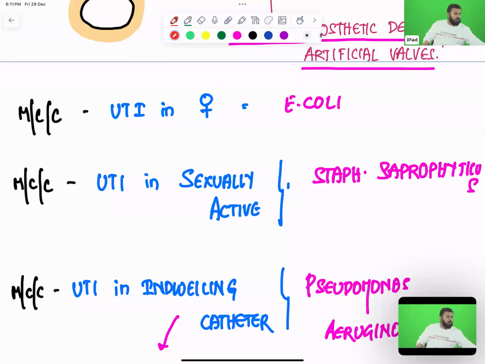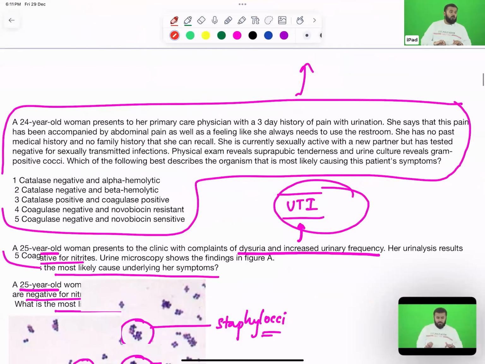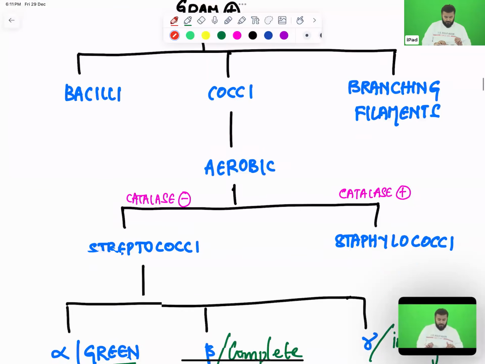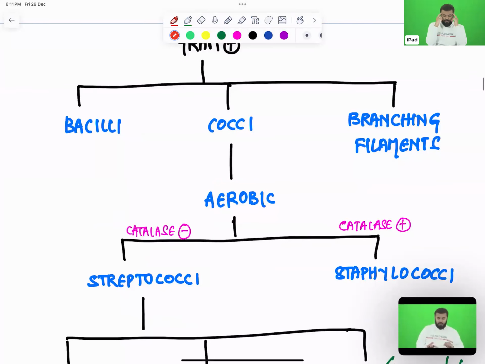Okay, right. So yesterday we were discussing that, and today what we shall discuss, again I have put down the same classification over here, no change here. Gram positive bacteria are divided into bacilli, cocci, as well as branching filaments. Cocci, most of them are aerobic. These aerobic cocci are divided based upon the catalase into catalase positive and catalase negative. Catalase positive are staphylococci, and catalase negative are usually streptococci.